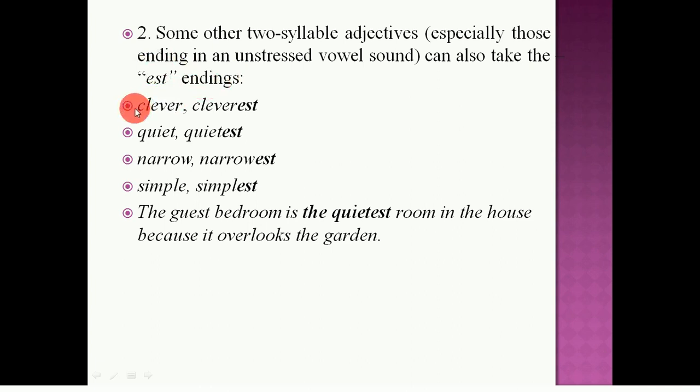Like clever, ديروا cleverest. Quiet, فيها y, quietest. Narrow, narrowest. Simple, simplest. Okay? For example, the guest bedroom is the quietest room in the house because it overlooks the garden.